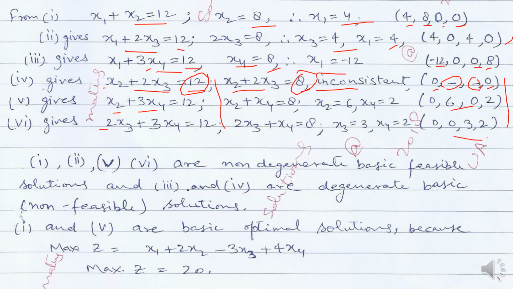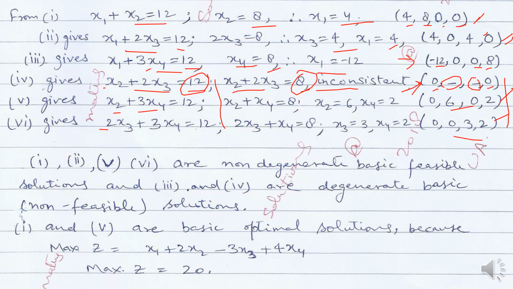Once we did all 6 cases, we see that the third is a degenerate case, where minus 12 is coming, and the fourth is a degenerate case, where we are not able to calculate x2 and x3. So the non-degenerate ones are the first, second, fifth and sixth. Third and fourth are degenerate cases. So we got the degenerate and non-degenerate cases.